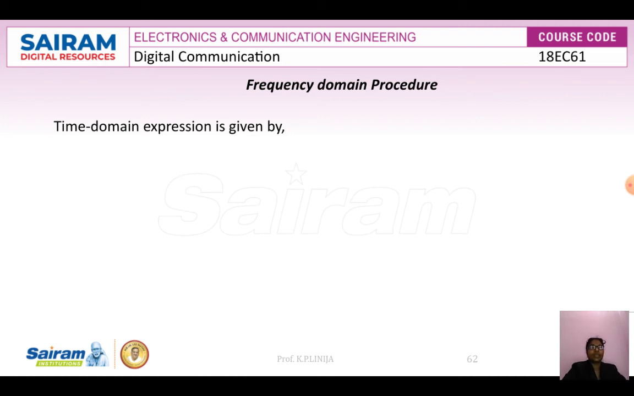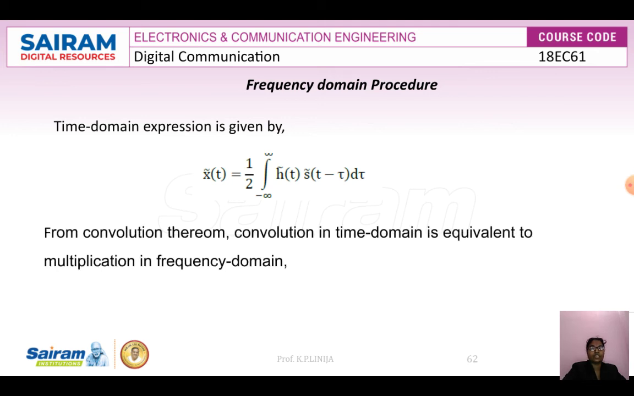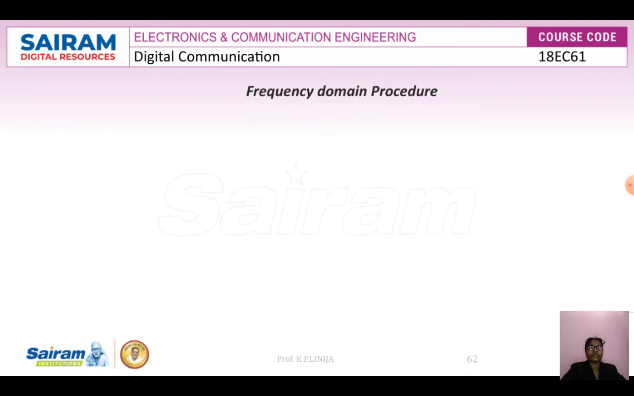The time domain expression is given by x bar of t is equal to 1 by 2 integral from minus infinity to infinity of h bar of tau into s bar of t minus tau d tau. From the convolution theorem, convolution in the time domain is equivalent to multiplication in the frequency domain. Therefore, x bar of f is equal to 1 by 2 into h bar of f into s bar of f.